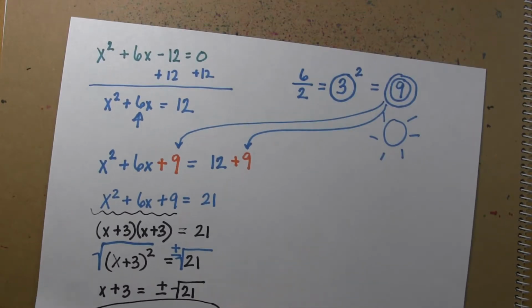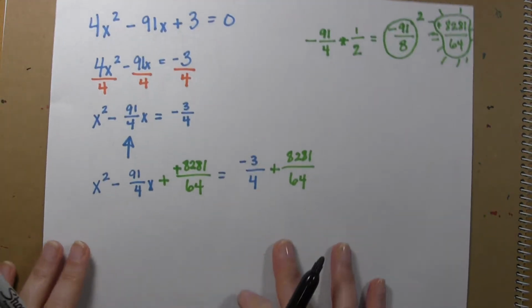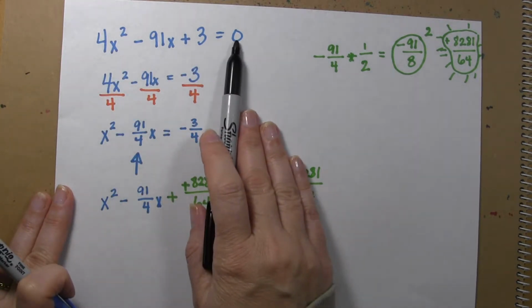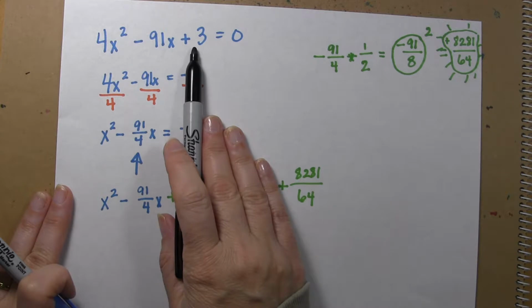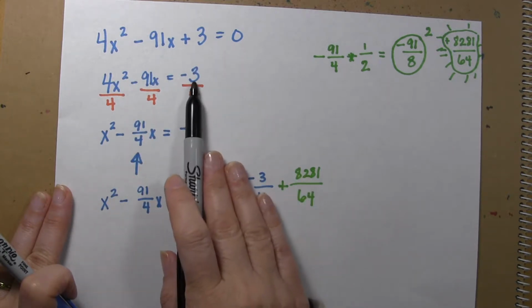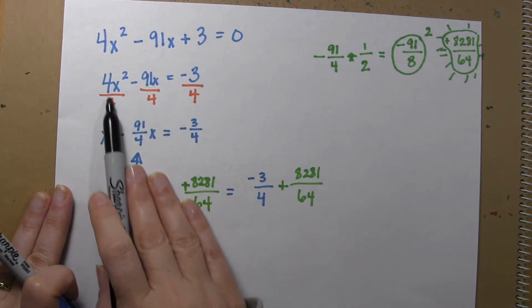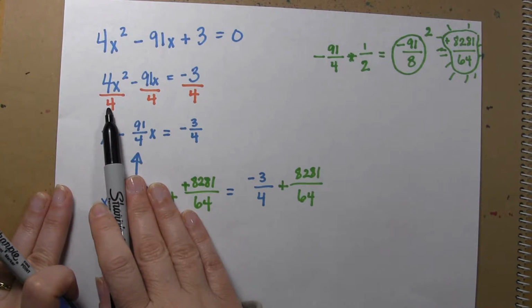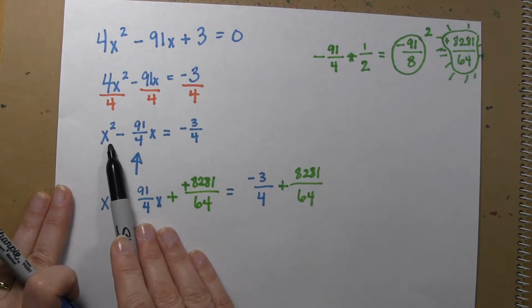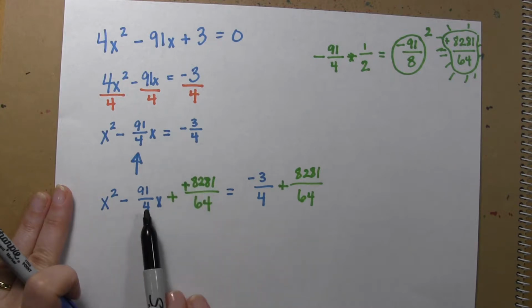All right, let's take a look at the second problem we did, which was harder, remember, because we had an ugly coefficient here. So remember, we started with this equation, 4x squared minus 91x plus 3 equals 0. And we moved our 3 over, so we have a negative 3 on this side. And then we divided everything by 4 because we wanted to get rid of that ugly coefficient. So our resulting answer is x squared minus 91 over 4x equals negative 3/4.